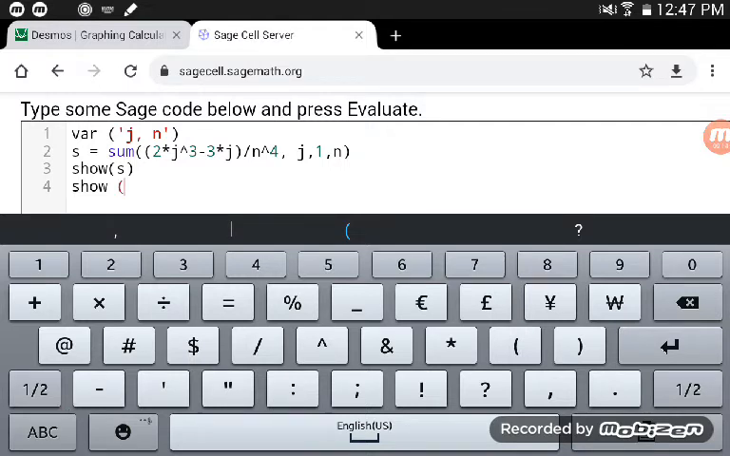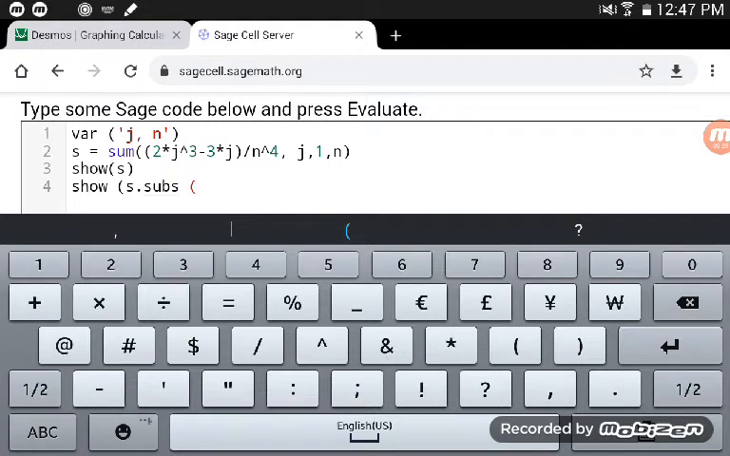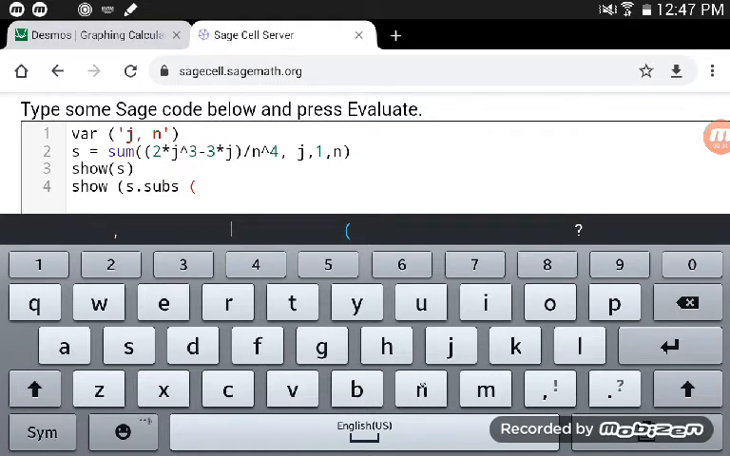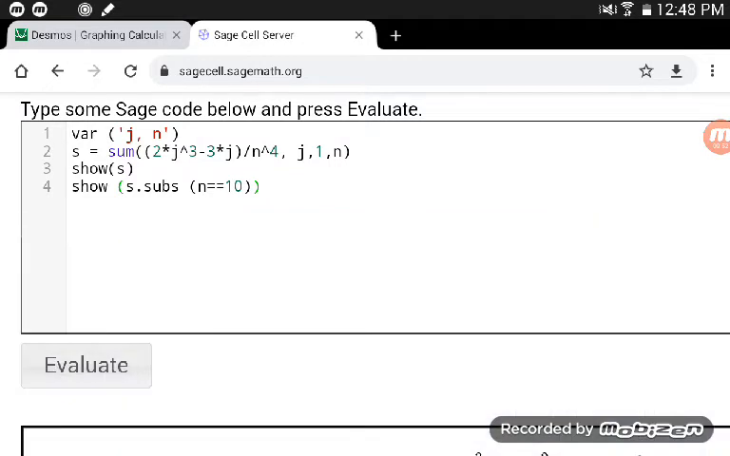And what we want to show is S dot subs, so we want to substitute. Again, open parenthesis. What do we want to substitute? Well, we want to substitute n equals 2 equal signs 10, and close that and close our show. Now the spaces, I think it'll take the spaces in the parentheses. Usually I get rid of them, but again, this is just trying to get this done a little quicker.